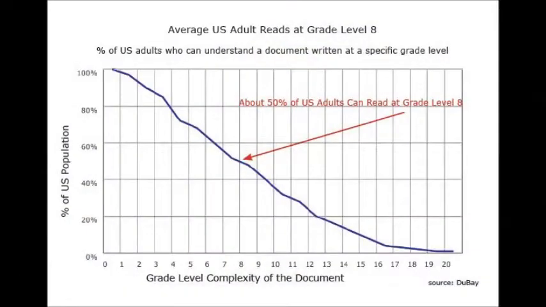You're going to go to the line chart that's in there, and if you look at grade level 15.5, you'll see that only 10% of the adult population reads at that level. So that isn't going to work. That's too complicated. Across oil and gas as a whole, our average procedures are written at grade level 14.